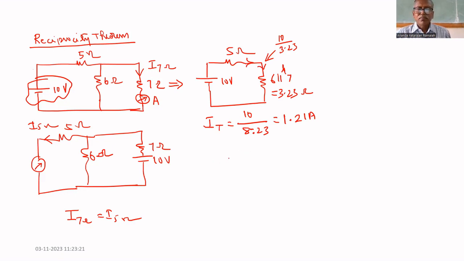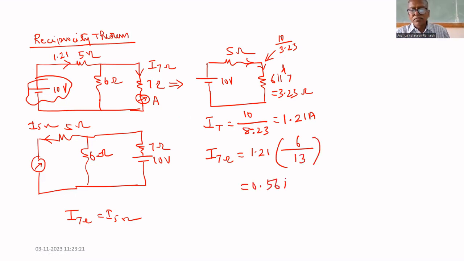Now, again go to this circuit. What is the total current here? 1.21 amperes. That will be divided into two parts, the 6 ohm and the 7 ohm. Now we can use the current divider rule. I7 ohm equals the total current, 1.21, multiplied by the other branch resistance, divided by the sum of resistances, 13. That is equal to 0.56 amperes. Am I correct or not?